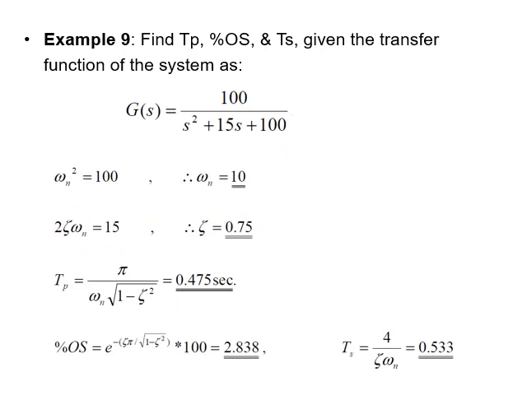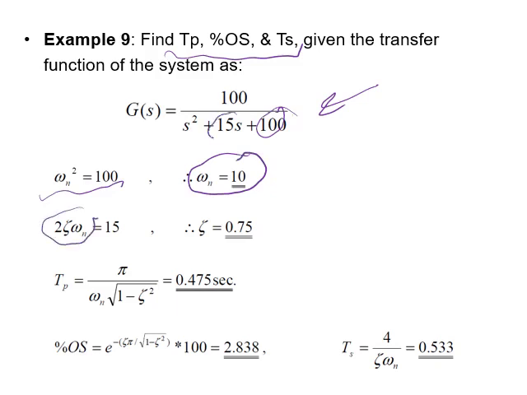Consider this example. It says find TP, the peak time, percentage of overshoot, and TS, the settling time, given the transfer function of the system as this. We need to calculate these elements using the equations given earlier. First of all, I need omega n and zeta as usual. So omega n squared equals 100. From there we find omega n equals 10. 2 zeta omega n equals 15. From there we calculate zeta as 0.75.